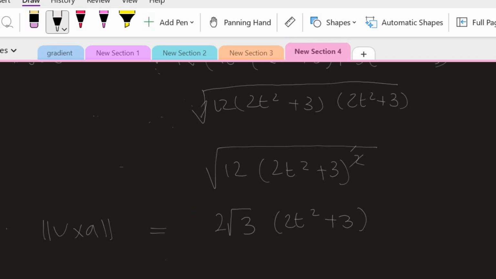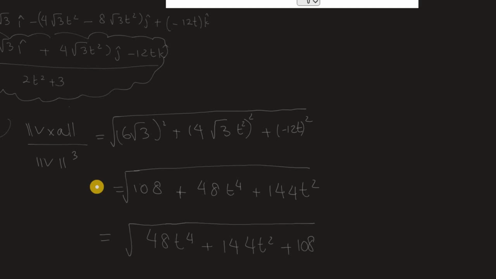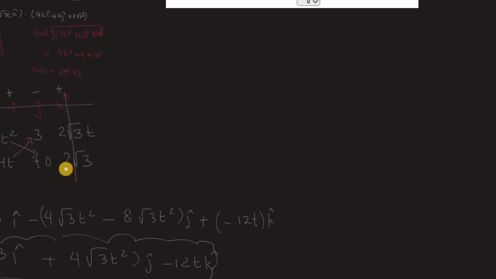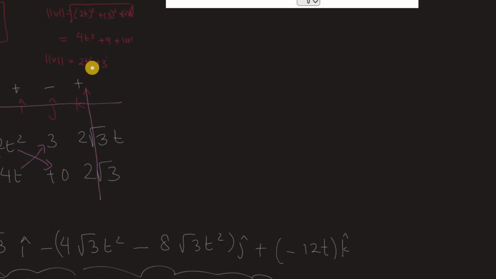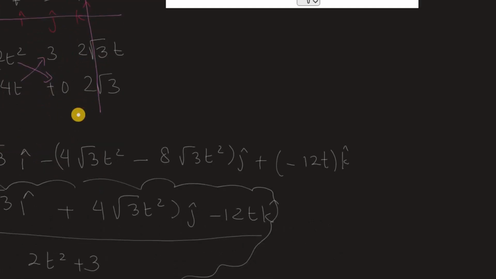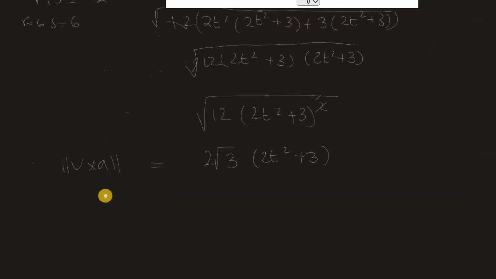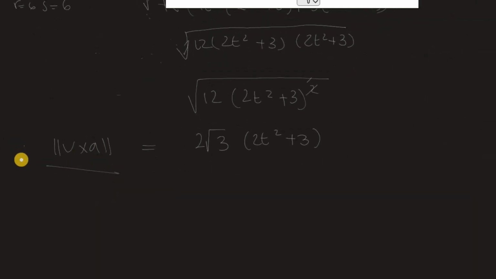And then, okay, now our next step is to find the magnitude of B, which we already have from our previous problem. We have 2t squared plus 3, and we simply need to cube it. So now, to find the curvature, so we need to cube it, right? So we have this over here. We have 2t squared plus 3, and we're gonna take the cube root of it.